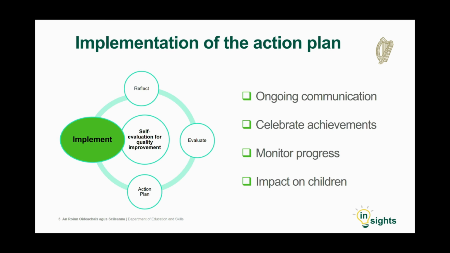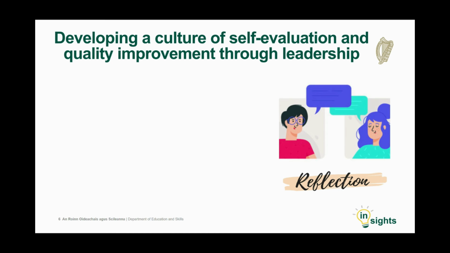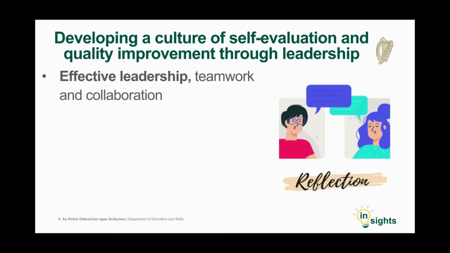Embedding a culture of quality improvement requires effective leadership, constructive communication processes, and a shared vision between all stakeholders. We will now take some time to emphasise the connection between effective leadership and the provision of quality early learning and care provision. Outcome 17 of the EYEI framework identifies effective leadership, teamwork, and collaboration as integral measures when developing and embedding a cycle of quality improvement.